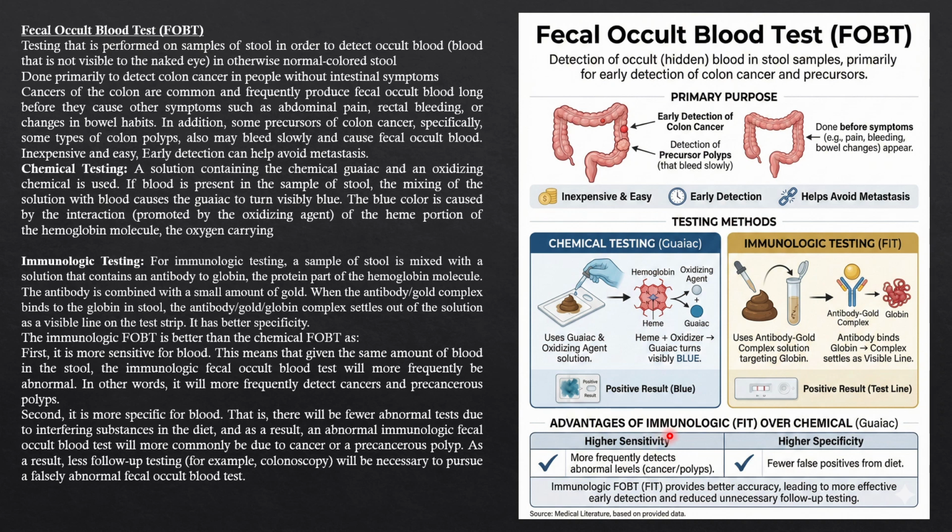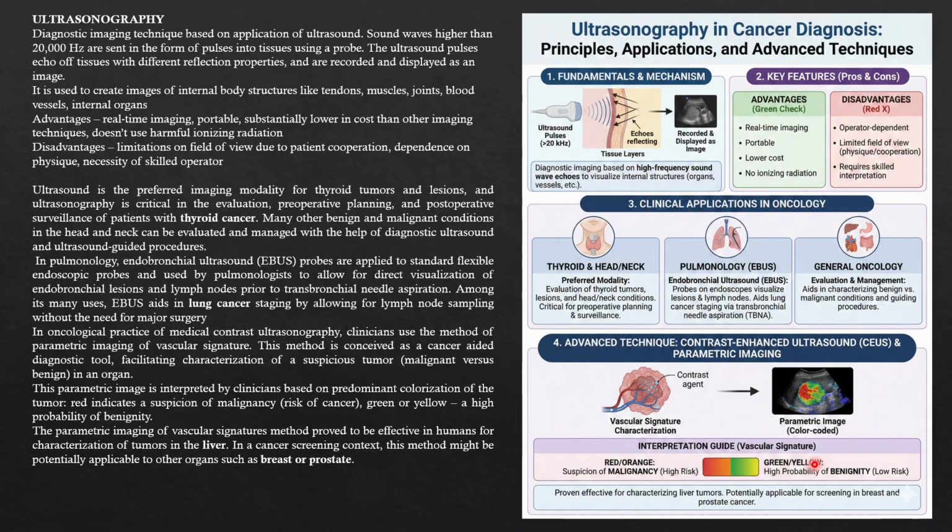The advantages of the immunochemical FIT over the chemical test, like guaiac, is that, so basically guaiac is one of the chemical tests, which uses guaiac, an oxidizing agent, in solution, and it attaches with the heme particle of the hemoglobin and oxidizes with guaiac. So heme and the oxidizer make the guaiac turn visibly blue. So blue color means a positive test. So it has higher sensitivity and higher specificity.